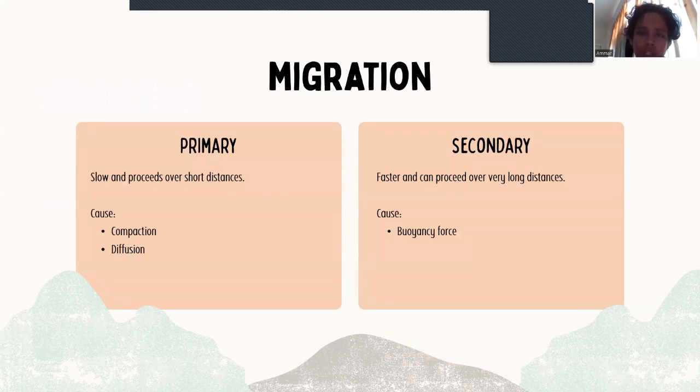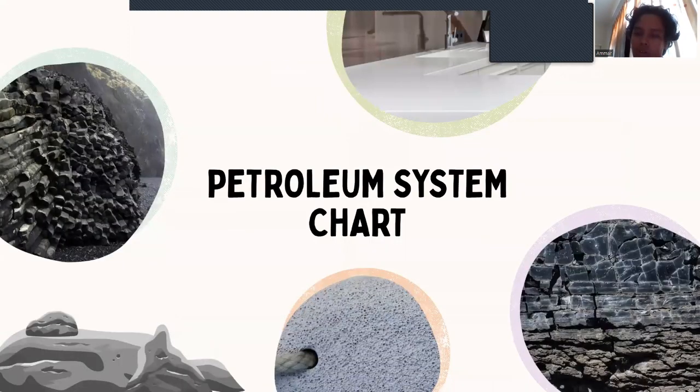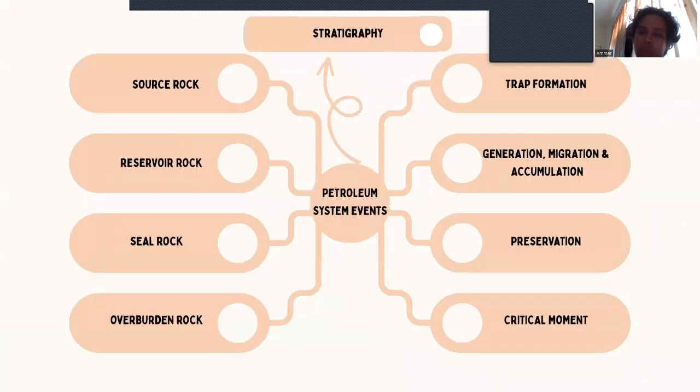For the migration also, primary is slow and proceeds over short distances, which can cause compaction and diffusion, while the secondary is faster and can proceed over very long distances and can cause a buoyancy force. So next slide. So, petroleum system chart.